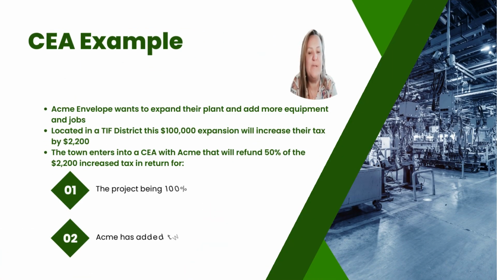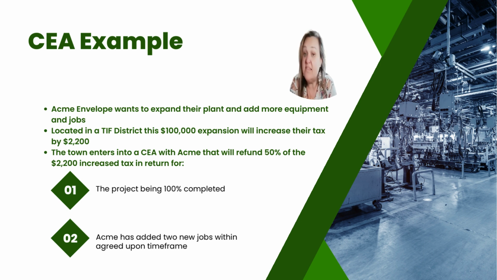Here's a simple example of a CEA agreement. Acme Envelope wants to expand their plant and add more equipment and jobs. Located within a TIF district, this $100,000 expansion will increase their tax by $2,200. The town enters into a CEA with Acme, and that CEA designates that it will refund 50% of the $2,200 increased tax in return for, number one, the project being 100% complete, and number two, Acme has added 2 jobs within the agreed upon period of time.